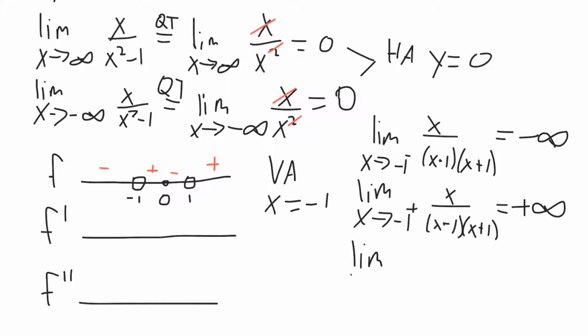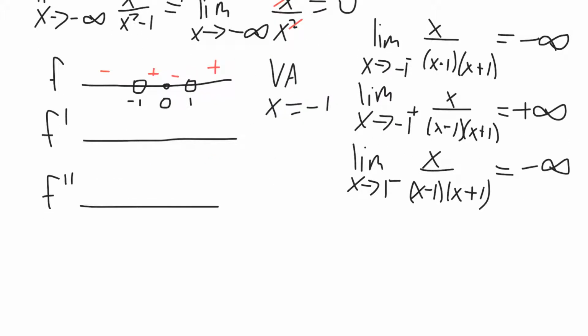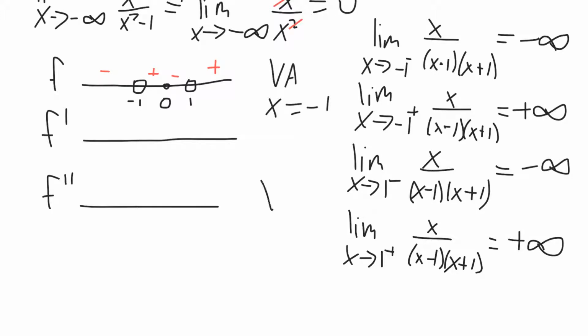We do the same thing, the limit as x approaches 1 from the left of x over (x minus 1)(x plus 1). Looking at that sign diagram, we can see that on the left side of 1 we have a negative value, so we're going to be getting negative infinity. And finally, the limit as x approaches 1 from the right of x over (x minus 1)(x plus 1) will equal positive infinity. And we have ourselves another vertical asymptote at x equals positive 1.